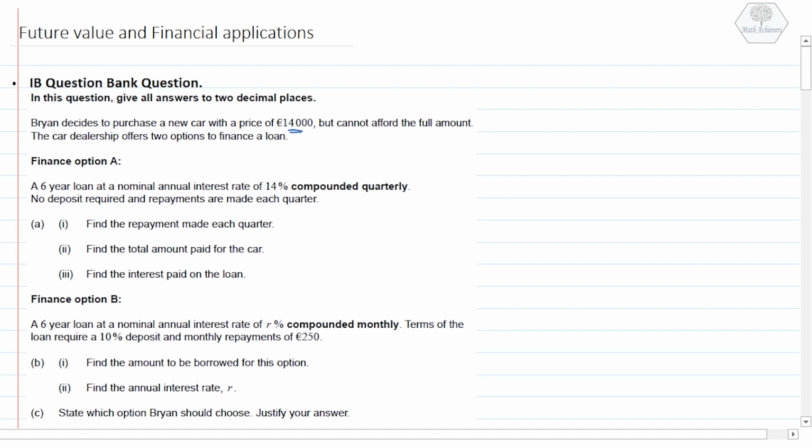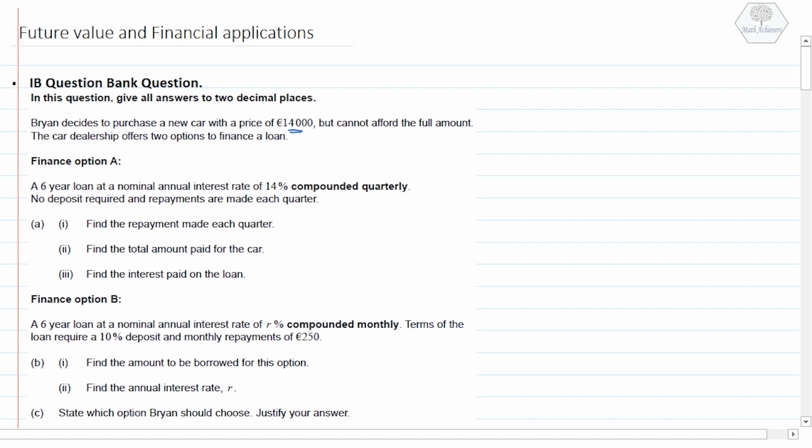Brian decides to purchase a new car with a price of 14,000, but cannot afford the full amount. The car dealership offers 2 options. The first option, A, is a 6-year loan at a nominal rate of 14%, with the interest compounded quarterly. No deposit is required, and repayments are made each quarter.